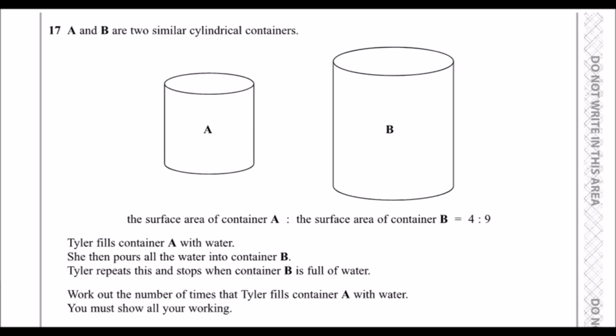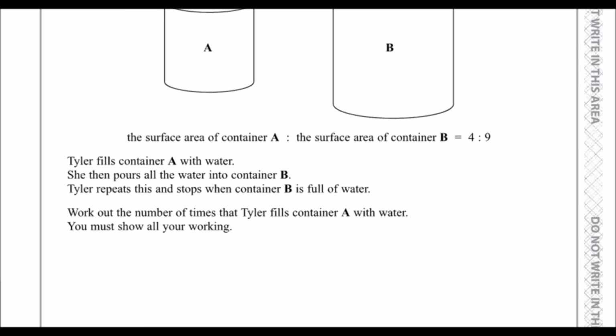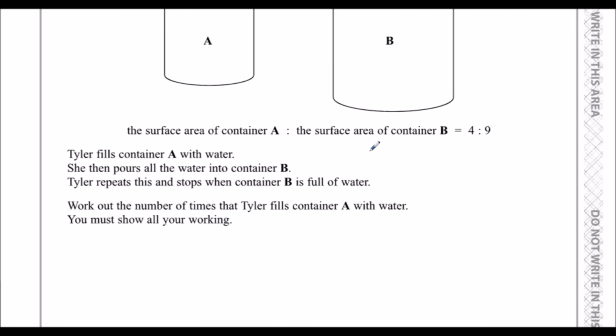Question 17. A and B are two similar cylindrical containers. So they're similar, that means one's an enlargement of the other. The surface area of container A to the surface area of container B is 4 to 9. The ratio for surface areas is 4 to 9. So for surface area, A to B is 4 to 9.